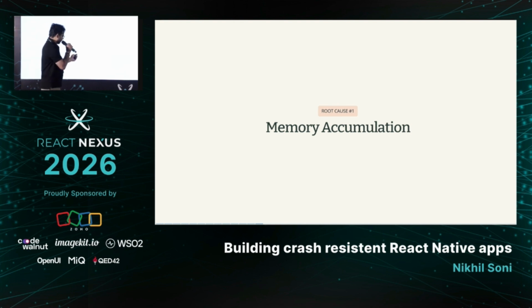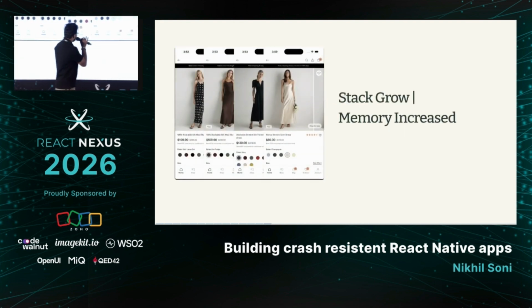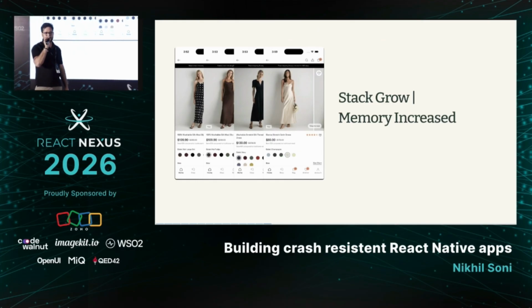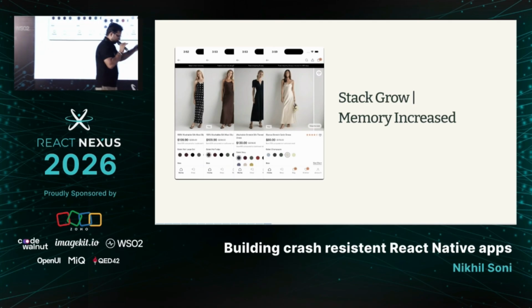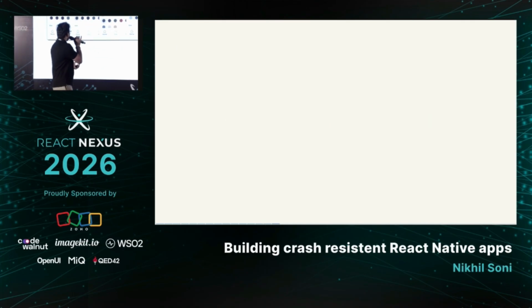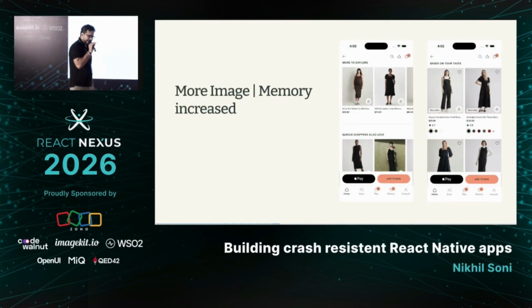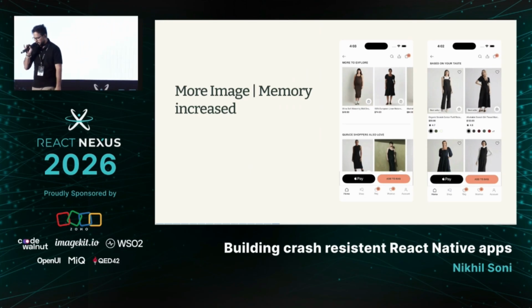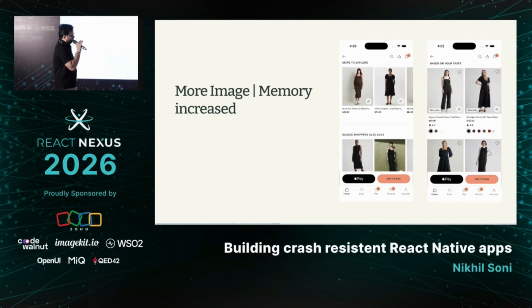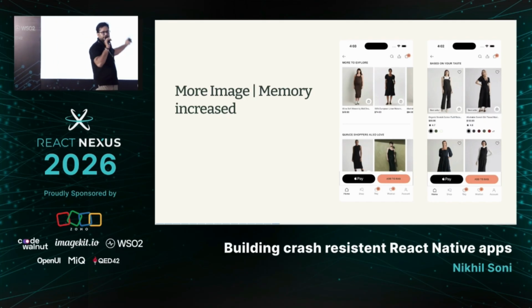How do things look? Whenever you have an e-commerce app, users spend at least 15 to 20 minutes on their phones, and they keep growing their stacks. As the number of stacks grows, memory increases. Each screen will have a lot of images, and if you have a lot of heavy images, the memory will spike. That again leads to out of memory.